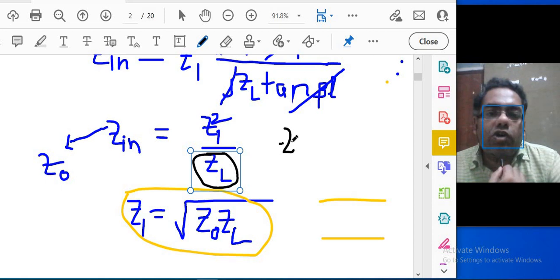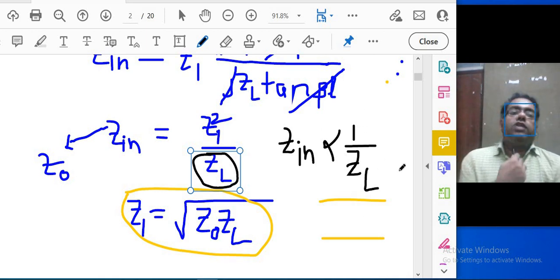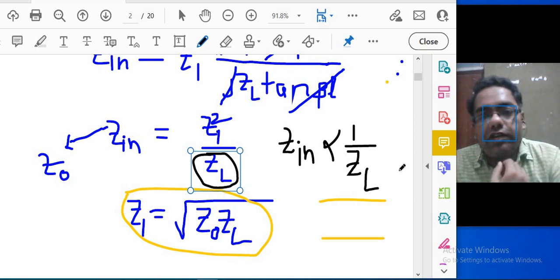So from this I can say that the input impedance is directly proportional to 1 by ZL. It is in 1 by ZL, it is inverted. So it is a transformer or an inverter. It is also called a quarter wave inverter.